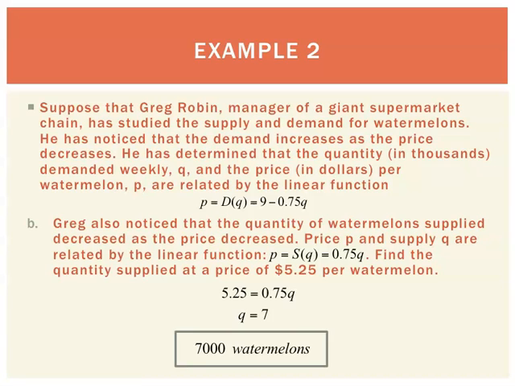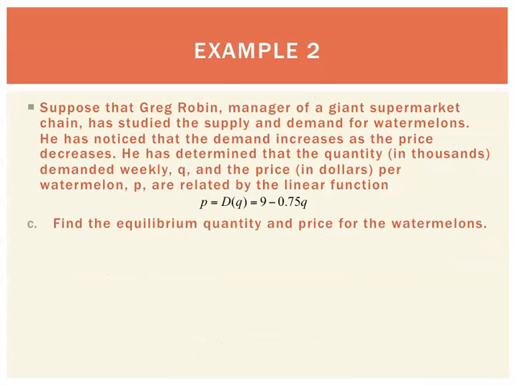Part C, find the equilibrium quantity and price for the watermelons. So equilibrium quantity and price means we have to find that equilibrium point. Now remember that that equilibrium point is really the intersection of the supply and demand lines. Since we have the equations for both supply and demand, to find the equilibrium quantity and price, we simply have to set the supply and the demand lines equal to each other to find the intersection point.